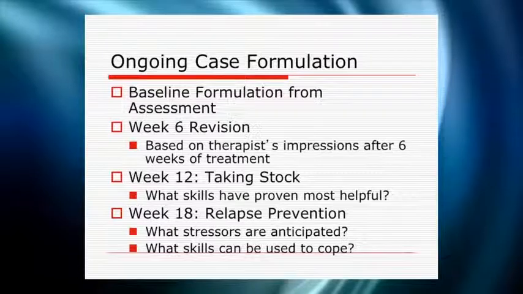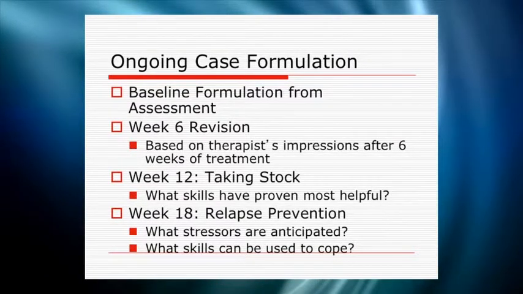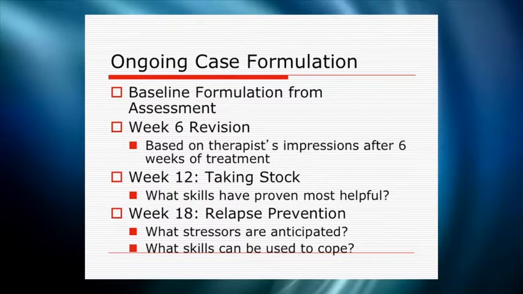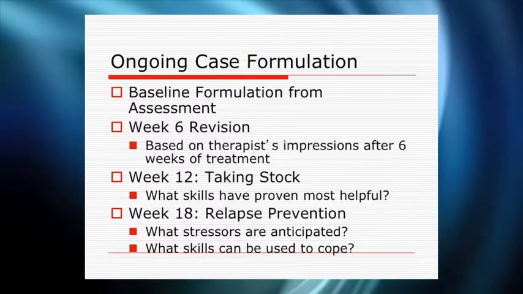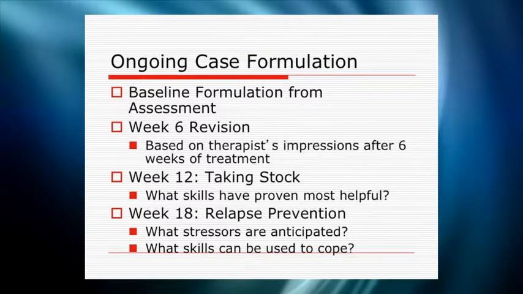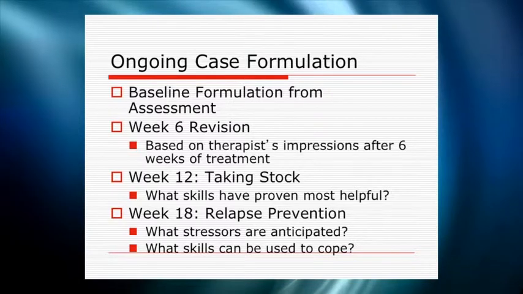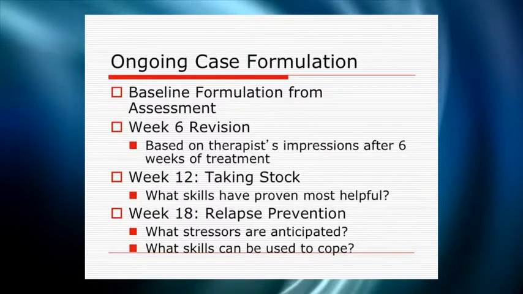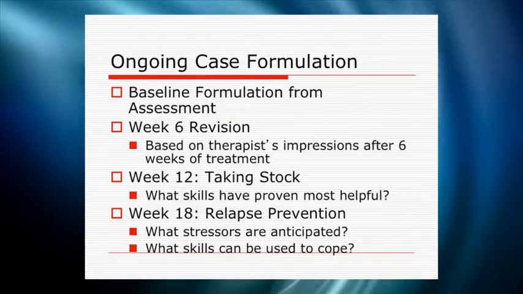So anyway, given all that, what we recommended to the therapist was that they did a baseline case formulation, a week 6 revision. At week 12, they kind of took stock of what was working and what was not working for this kid, and then they used that to plan the next 6 weeks. And then at week 18, they reviewed with the adolescent and the parents what seemed to have helped, so that they could then rely on that going forward after treatment ended. Okay?